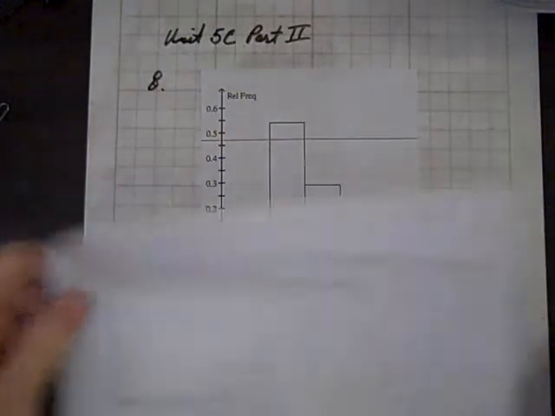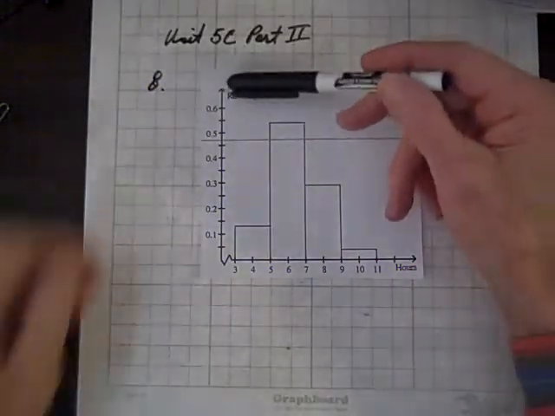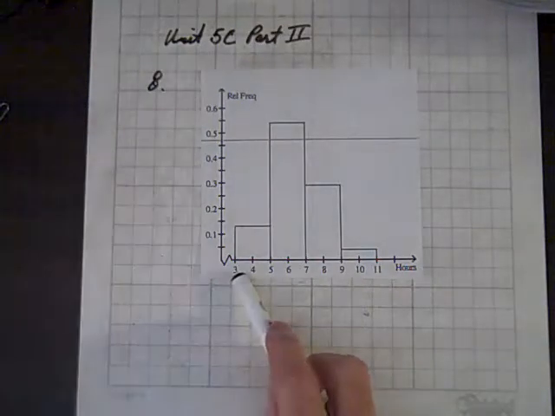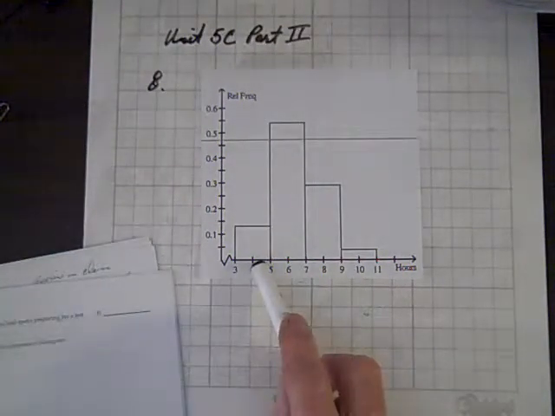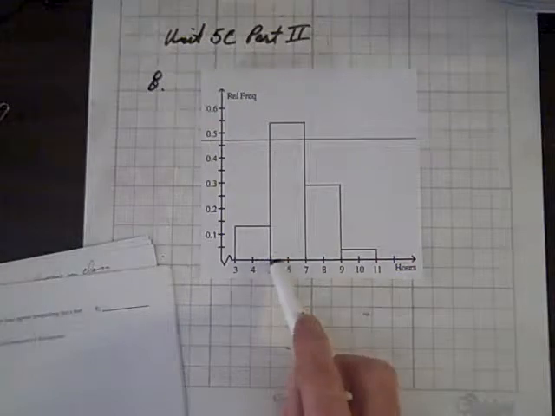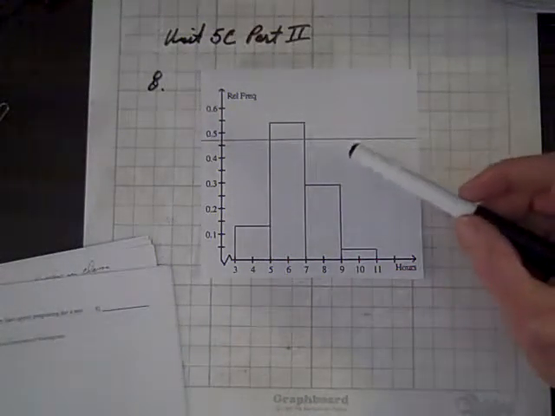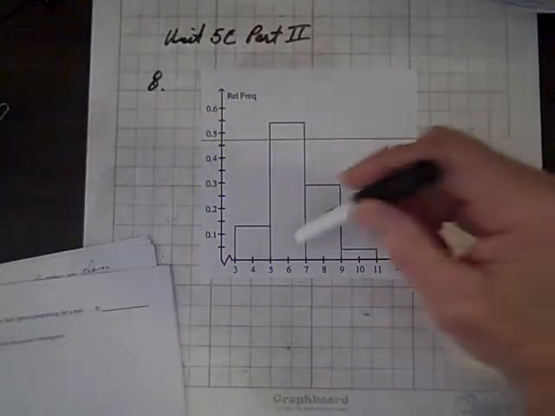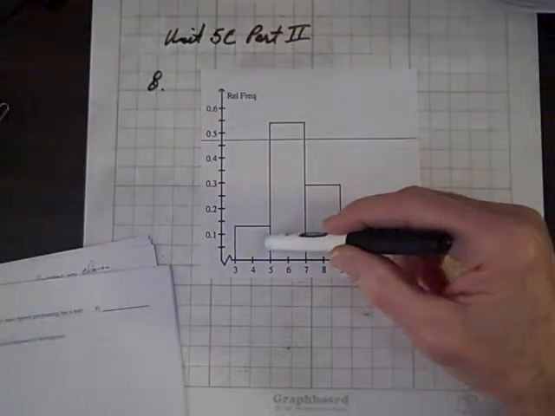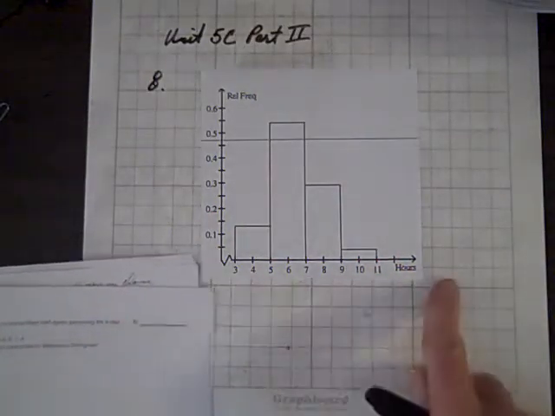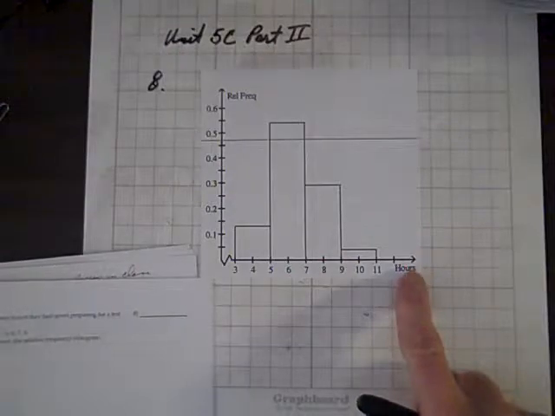So, here's what we get. The vertical column's always frequency. Here are the bins, 3 to 4, 5 to 6, and so on. And the result is, as you see, and notice with the histogram, the bars are adjoining. The horizontal axis, in this case, designates hours. So let's go on to number 9.